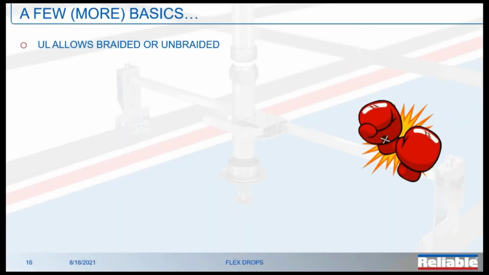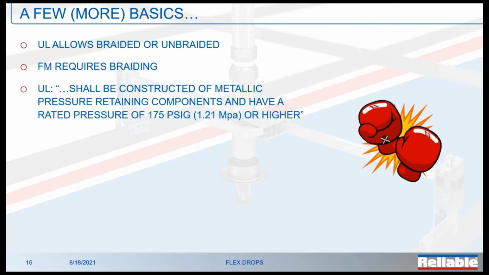So here's a couple more basics where UL and FM maybe don't see eye to eye. I hate to use the punching bag gloves there, because it seems like they're fighting, but they're really not. It's just that they essentially don't agree here. Where UL allows braided or unbraided hose, FM requires braiding. You won't find an FM unbraided hose to my knowledge. UL will tell you that the product shall be constructed of metallic pressure retaining components. In other words, the bellows on the inside are going to be metal.